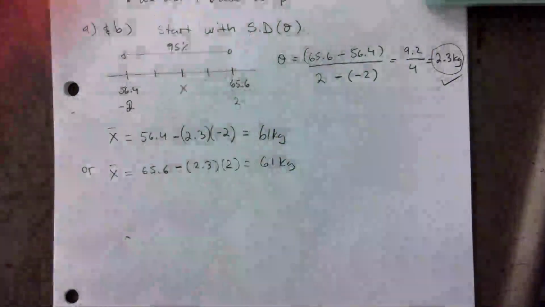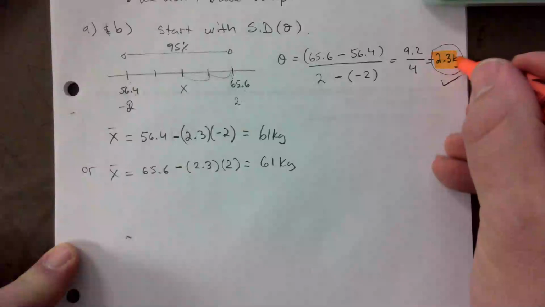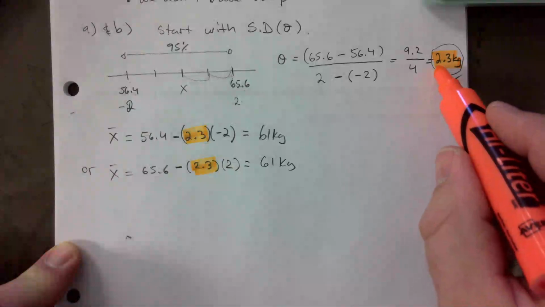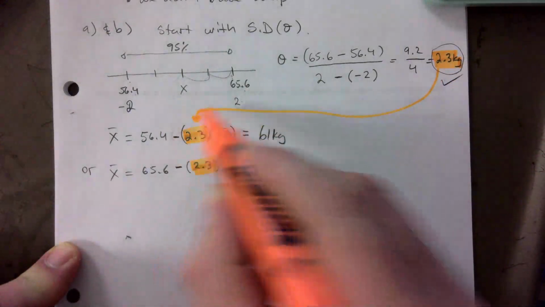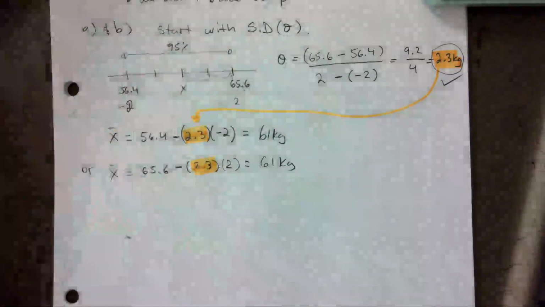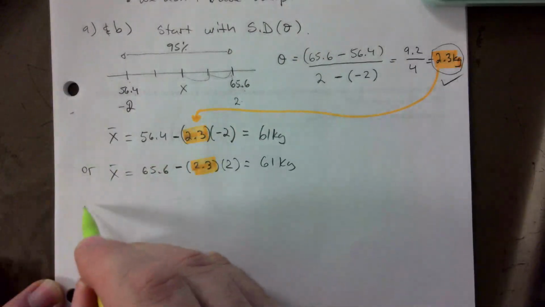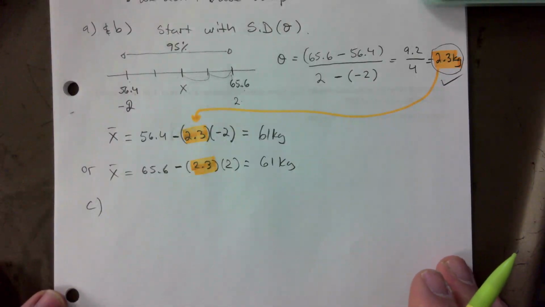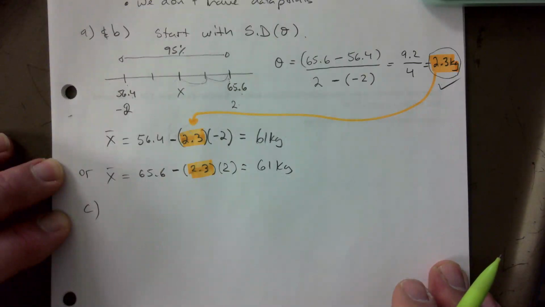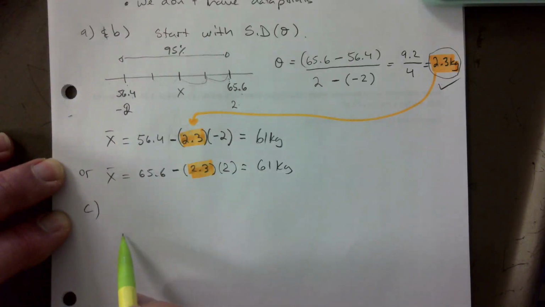I'm just going to highlight a few things here. The 2.3 that I found, that's what I need in this formula, right? So basically, once I determine that, I use it to figure out my mean. So now you have your mean and your standard deviation. C, I'm doing this to review for the quiz as well. C, what percentage of bags weigh less than 57 kilograms or more than 65 kilograms? How would you do this one?